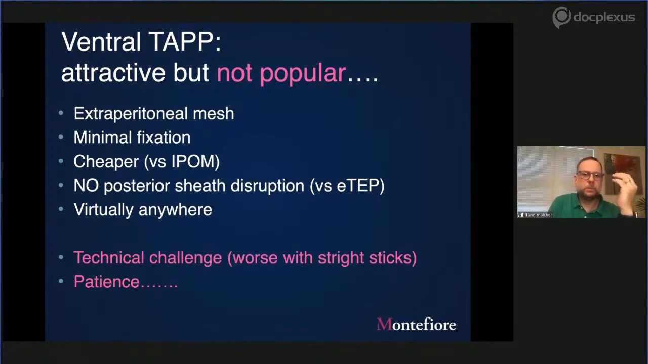Why is it not popular? There's an easy answer. Because it's not an easy operation as an IPOM is. You really need to be in the mood to do one ventral TAP. I need to confess that every time I schedule a ventral TAP for me, I think, oh boy, I need to do a ventral TAP. It's not like those easy in and out procedures.